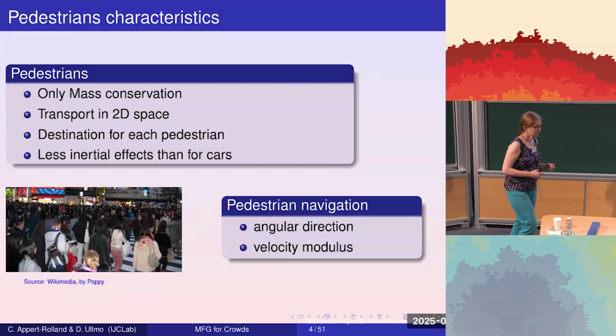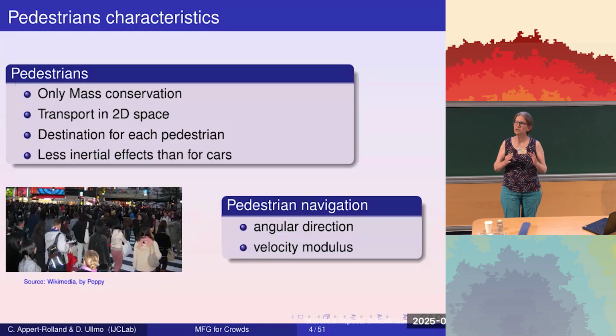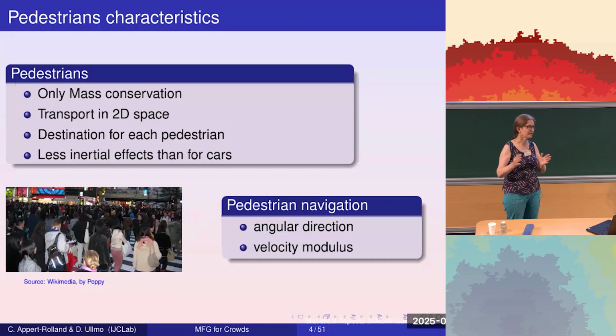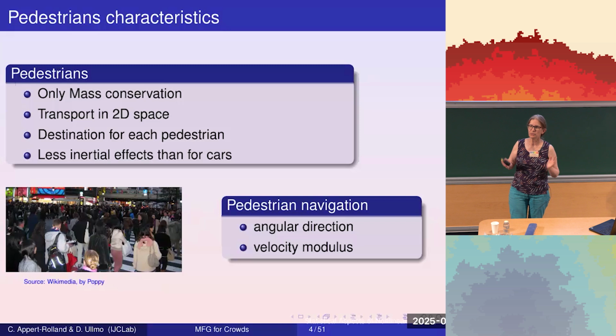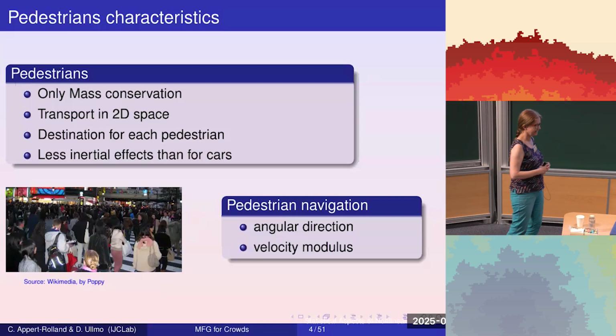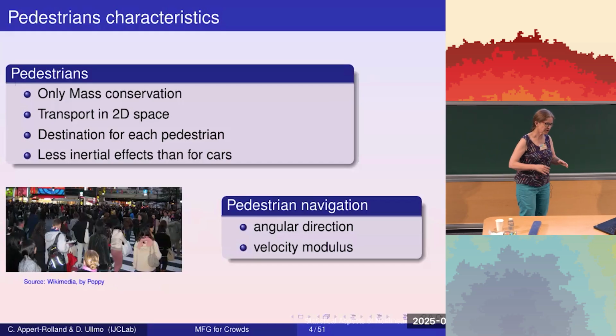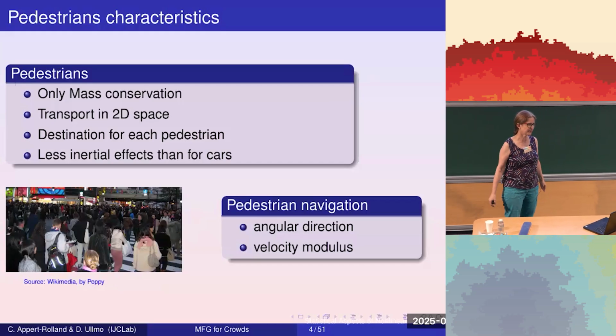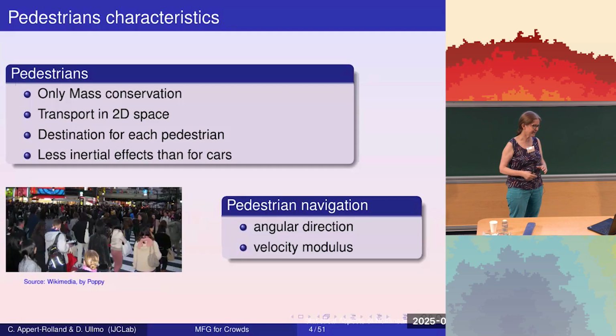So as I said, it's in 2D space. And each pedestrian can also have a different destination. Though in most cases, we consider crowds which share something in common, the common being the destination. You can have two or three of them, but it's rare that you consider people going in any direction.